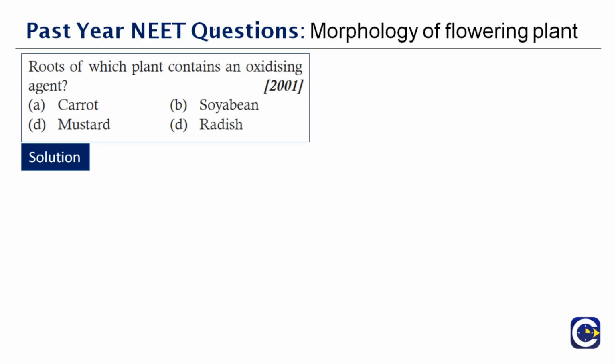The answer is soya bean, and the explanation for this is that leghemoglobin is present in the roots of soya bean plants. So what is the hemoglobin content that is required? It is called leghemoglobin. Leghemoglobin is present in the roots of soya bean plants.